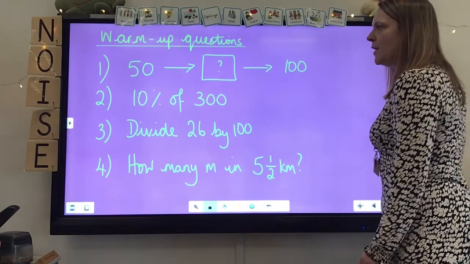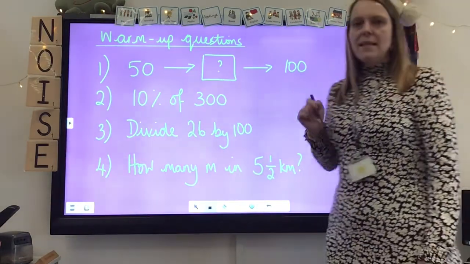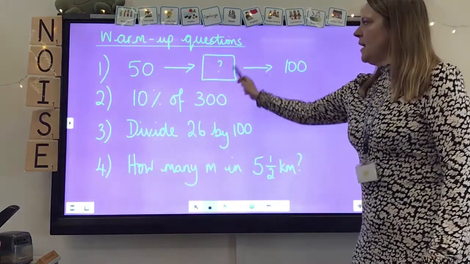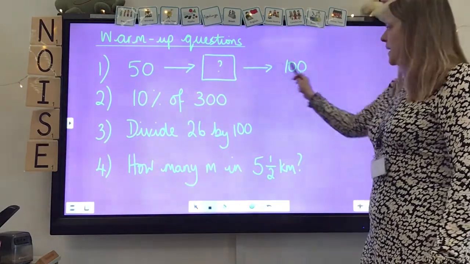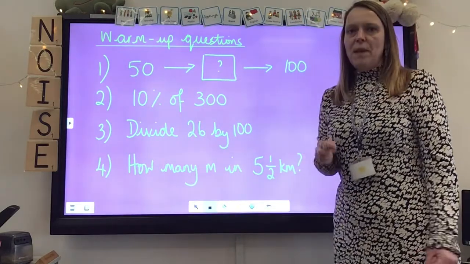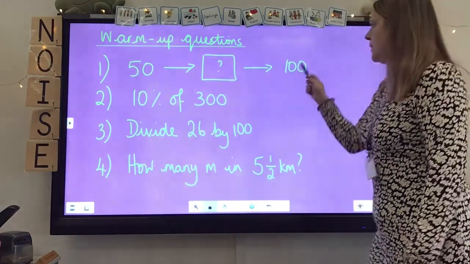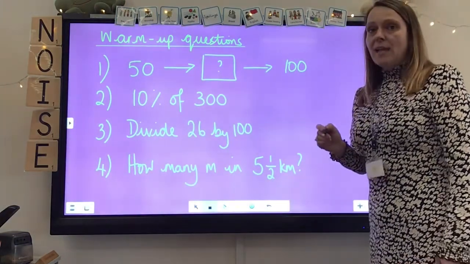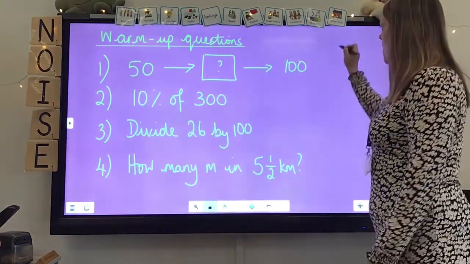That number 1 should be familiar from yesterday's lesson. So 50 goes into our function machine. Something happens to it here and then it comes out as 100. So what might the function have been? What might we have done to that number to get to 100? Okay, well, we might have just added 50, mightn't we? We might have added 50.